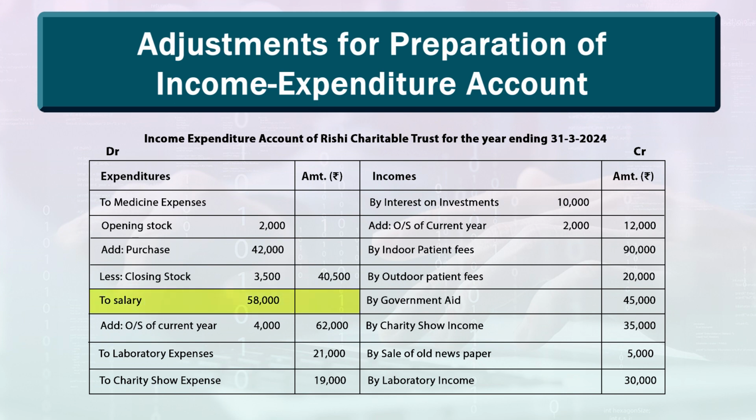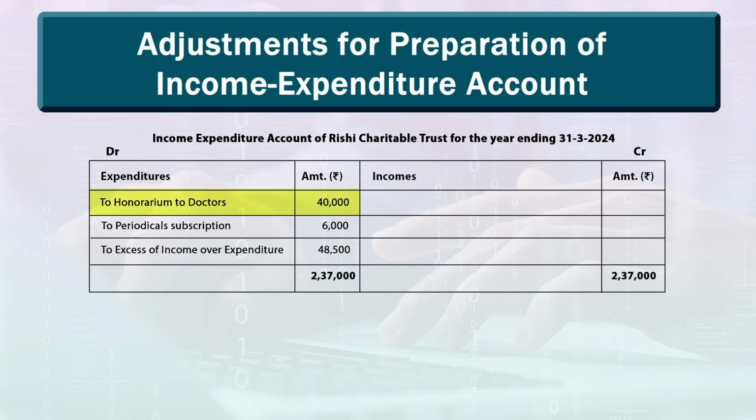The next entry is salary. The salary amount is rupees 58,000. In it we add outstanding salary of current year of rupees 4,000. The amount recorded for salary is 62,000 rupees. Then we have laboratory expense of rupees 21,000. The next entry is the charity show expense of rupees 19,000. Then we have honorarium to doctors of rupees 40,000. Periodical subscription amount of rupees 6,000 is then recorded.